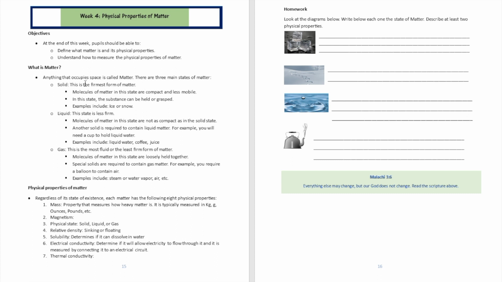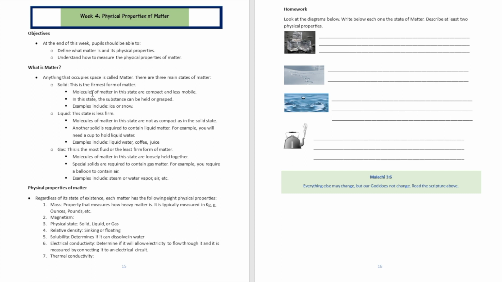And then there are 3 different states of matter. So matter may exist as a solid, which is the firmest form of matter. And then there is the second state of matter that is called a liquid, which is the less firm. And there is the third state of matter, which is called a gas, which is the most fluid or the least firm form of matter.